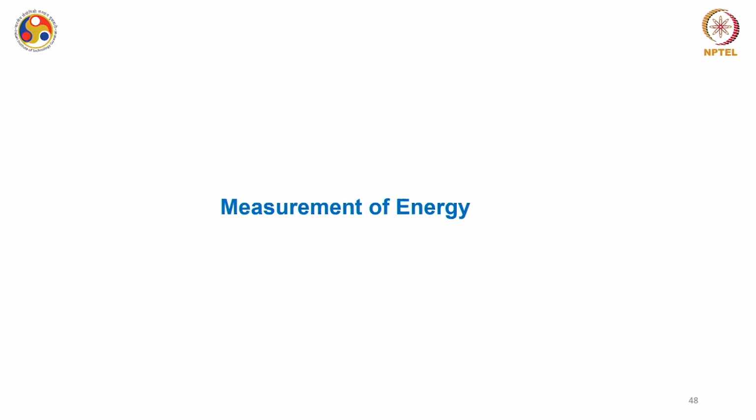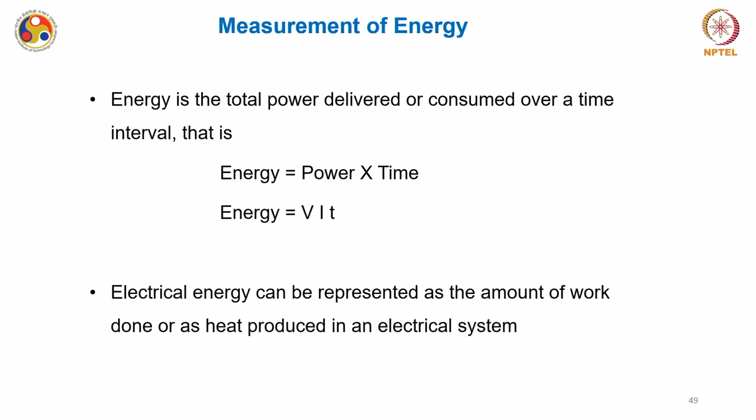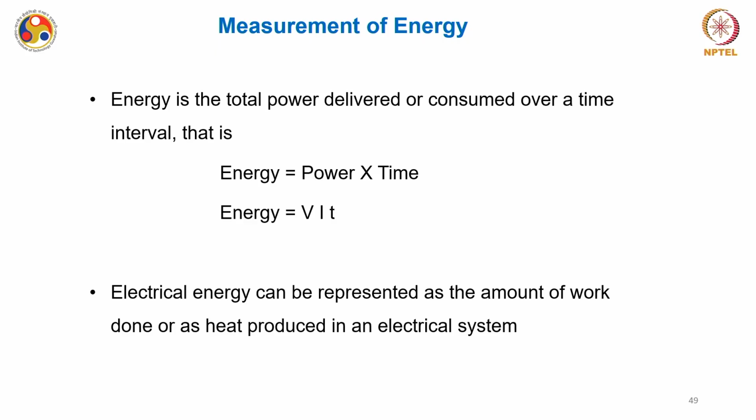Similar to this, we have our discussion on measurement of energy. All of us know what is energy. Energy is the total power delivered or consumed over a time interval, that is, energy is equal to power into time. We have just seen that for the DC setup, power is equal to V into I. So energy can be given as V into I into T in a more generic term.